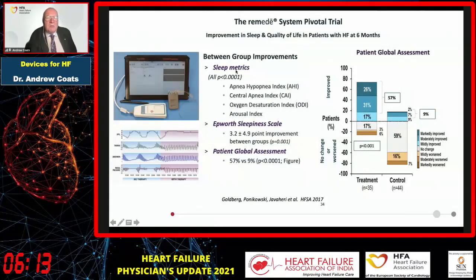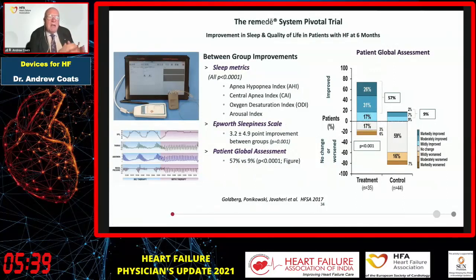That's associated with highly significant reductions in apnea-hypopnea index, central apnea index, oxygen desaturations, arousal. It improves the quality of life in terms of the Epworth Sleepiness Scale. That's a highly important difference, and it improves patient global assessment. And you see there that the patients who had this treatment had dramatically improved overall patient-reported outcomes compared to the control patients.